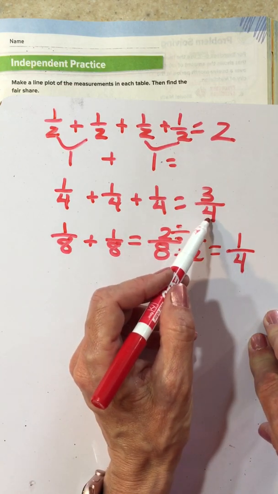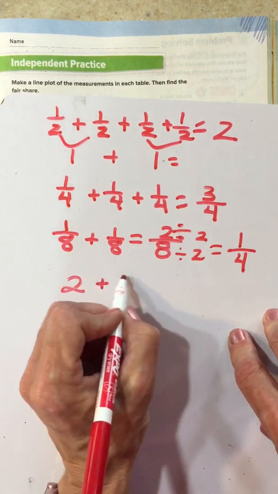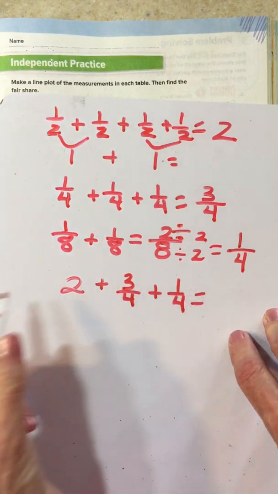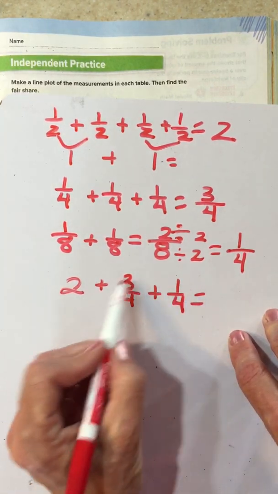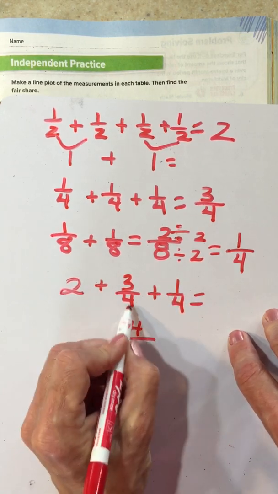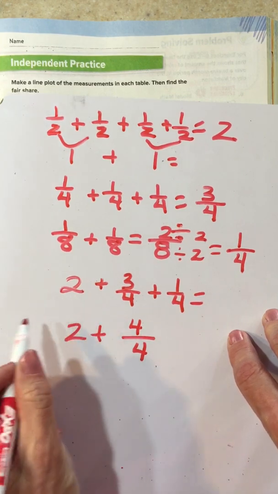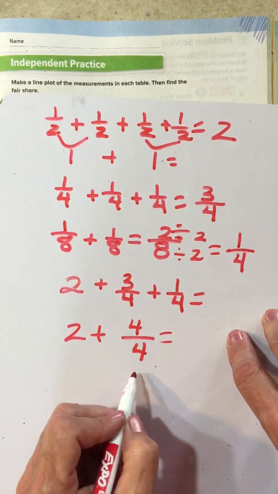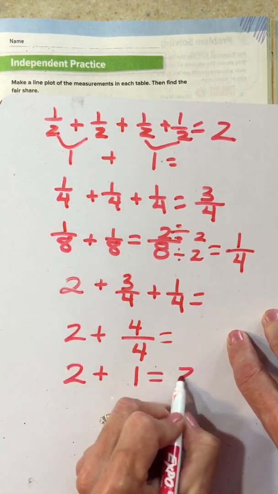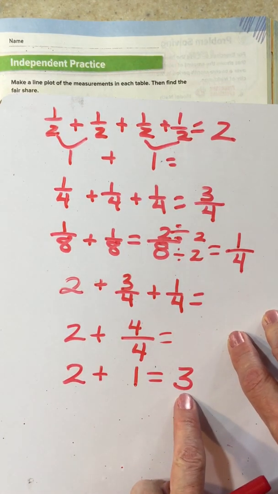That could be added to 3/4, so that works. So it's going to be 2 whole plus 3/4 plus 1/4. I'm writing it sideways just so you could see it. I'm going to put these two together. 3 plus 1 is 4, and the denominator stayed the same, plus the 2 that was already there. 4 over 4 is the same as 1 whole, so it's basically 2 plus 1, which equals 3. So the total of all that ended up adding up to 3.